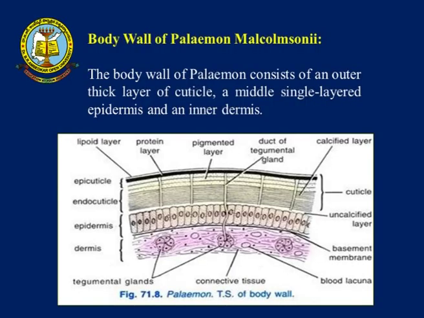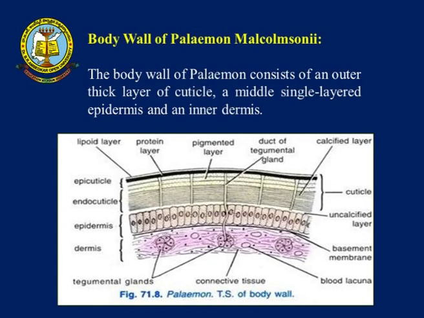Okay. Coming to the body wall, the body wall of Palaemon consists of an outer layer of cuticle, a middle single layer of epidermis, and a last inner layer of dermis. The cuticle part is again divided into 2 parts, the epicuticle and endocuticle. The epicuticle is made up of an outer lipoid layer and an inner protein layer, whereas the endocuticle is again made up of 3 layers: the outer dark pigmented layer, which also has a tegumental gland, and the last layer is a thick calcified layer that makes the skin a little bit thick and tough.